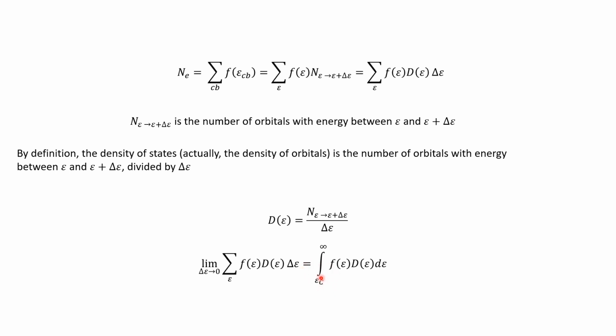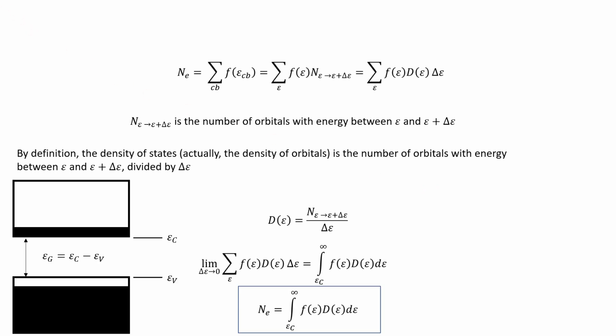So we start with the lowest energy, and we can go all the way to infinity, because this term here will go to 0 as the energy goes to infinity. So even though the highest energy is not infinity, we can integrate all the way to infinity because the Fermi-Dirac distribution goes to 0 as the energy increases. Okay, so then taking this limit of delta epsilon going to 0, this sum reduces to the integral, and we have an expression for the number of free electrons. In other words, the number of electrons in the conduction band.